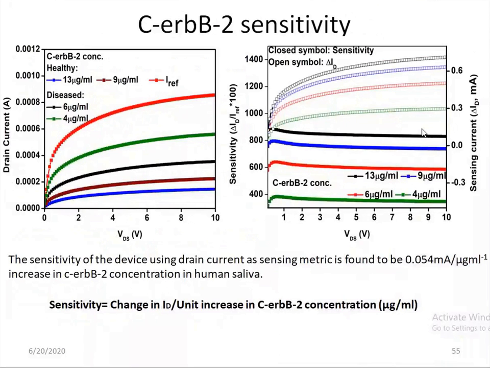This is the analysis due to the CRB2 biomarker. In the case of our optimized device, we were getting very high sensitivities compared to the existing devices, about 0.054 milliampere per unit increase in concentration of this particular biomarker.